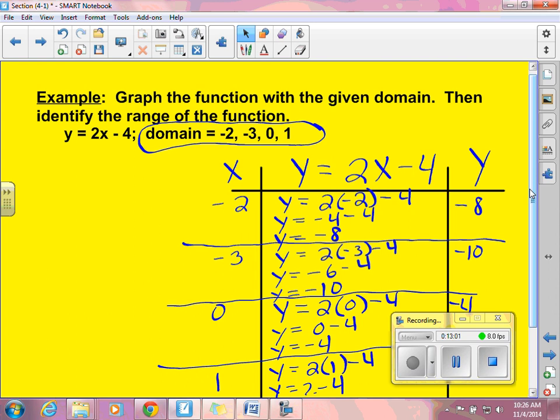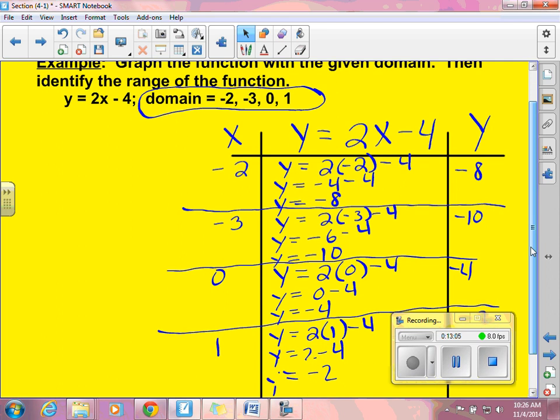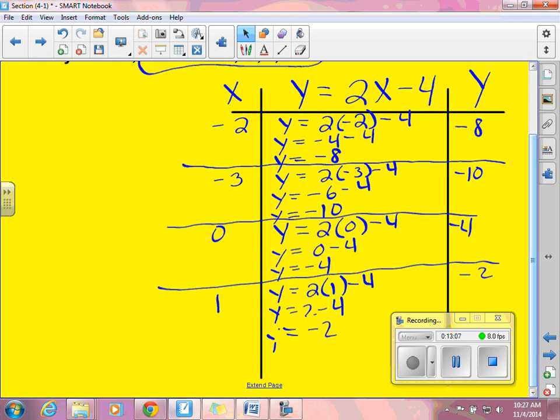I'm going to write range equals, and what am I going to write down? Absolutely, -8, -10, -4, and -2. And notice how nice and neat this is. That's why I like T tables.